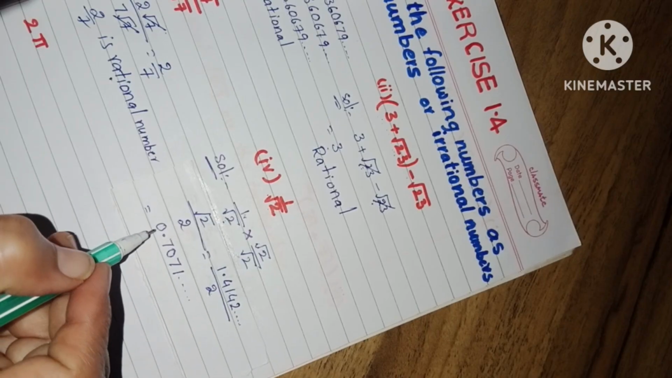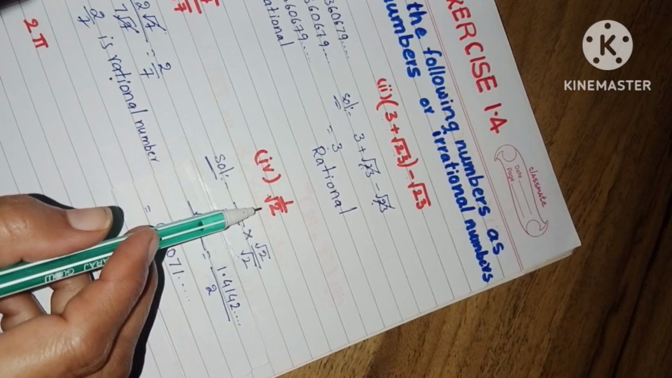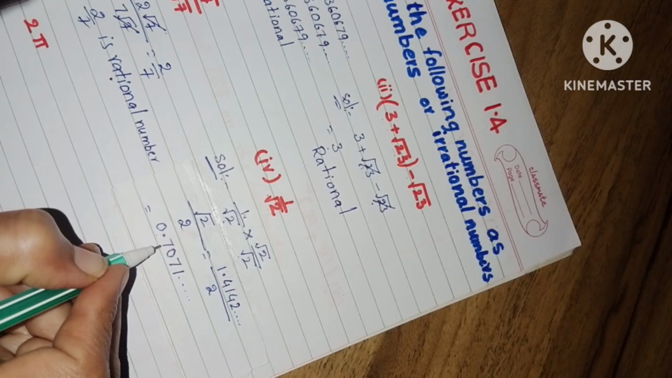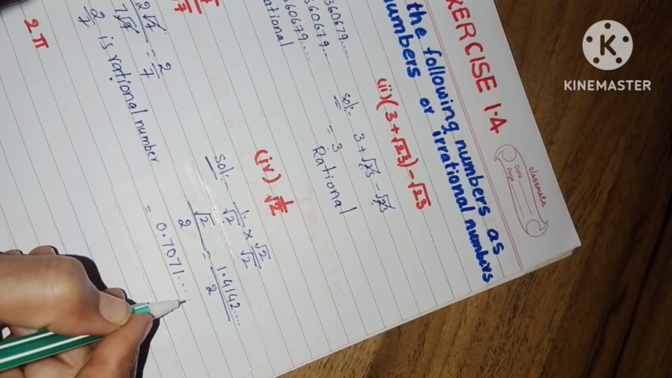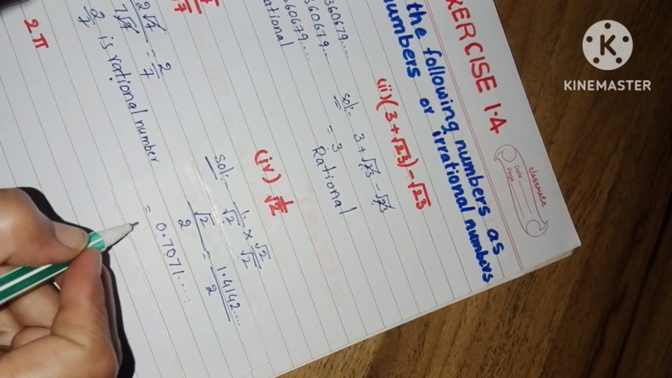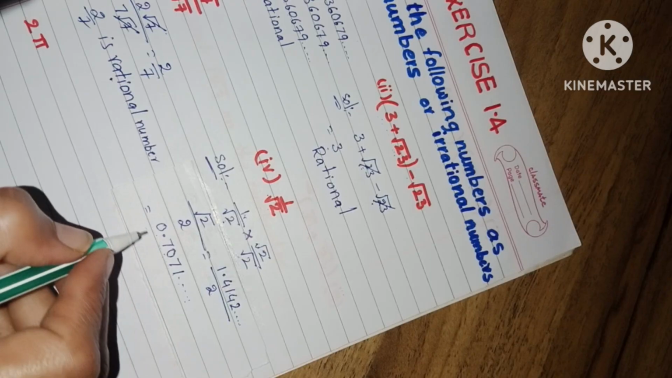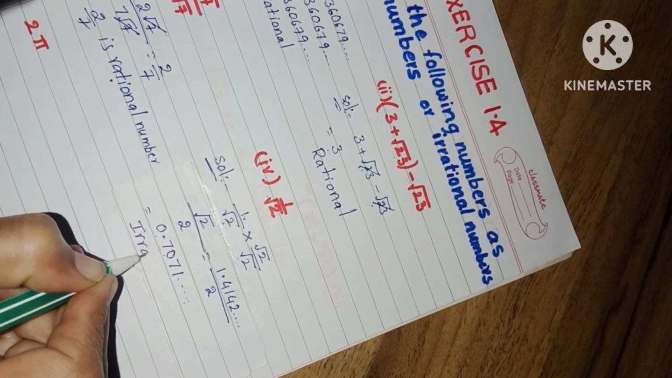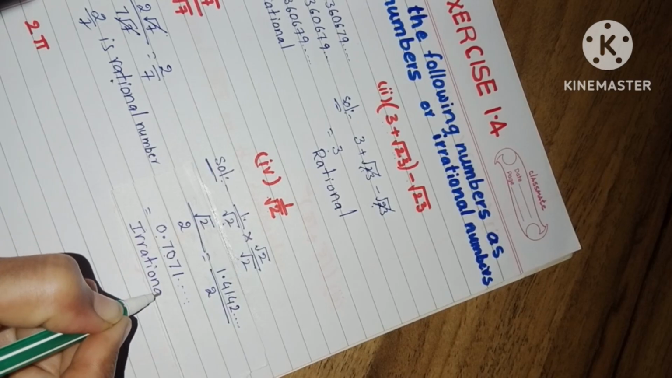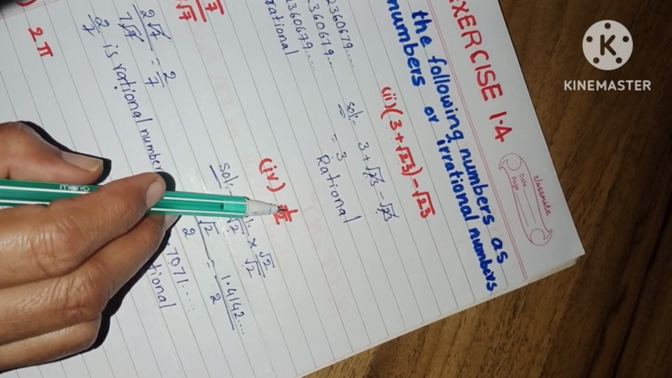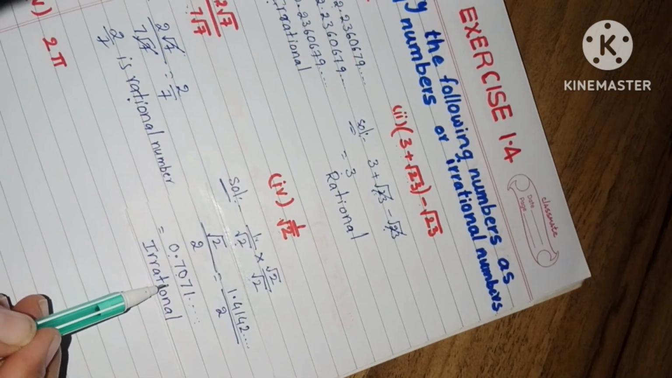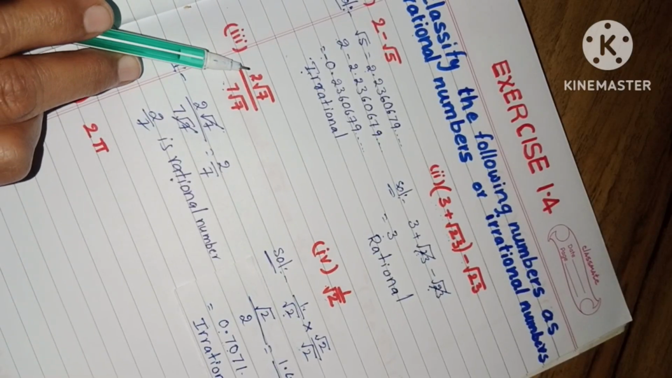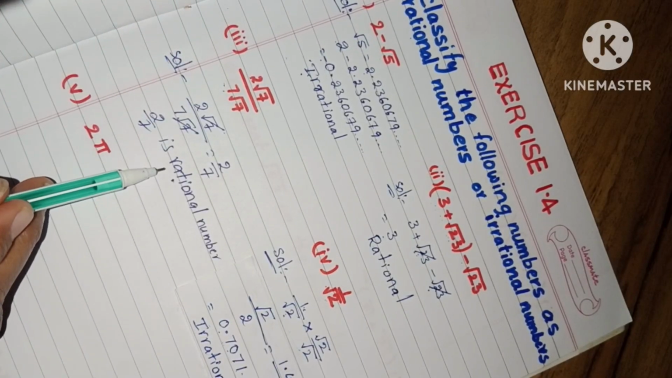So the value of the quotient 1 by root 2 is 0.7071 and so on. So is this rational or irrational? It is a non-terminating, non-recurring decimal, so it is also irrational. Did you notice anything? The quotient of a rational number by an irrational is irrational, and the quotient of two irrational numbers may be rational.